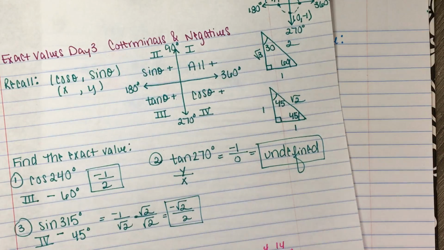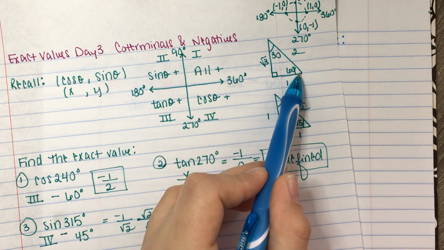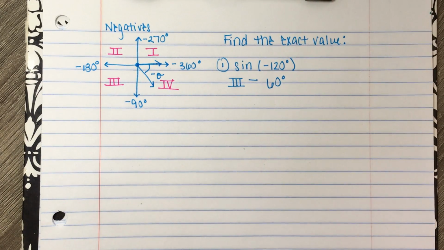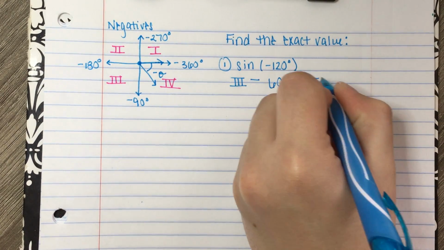And then we're going to do sine of 60 degrees, and we're going to make it negative. So here I am, 60 degrees. Sine would be opposite over hypotenuse, and our answer here is negative square root of 3 over 2.